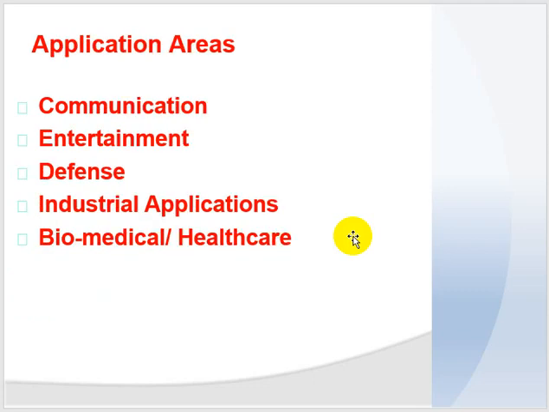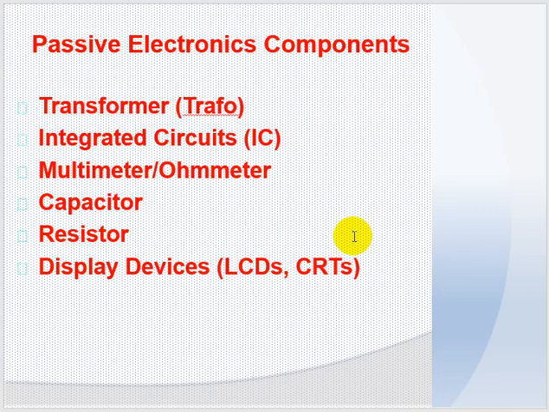Then key application areas of electronics are communication, entertainment, defense purposes, then industrial applications, and very famous these days, biomedical and next generation healthcare systems. All these electronics are used in these specific areas, and the list of applications is not limited to the provided one, but there are many other areas of usage of electronic devices.